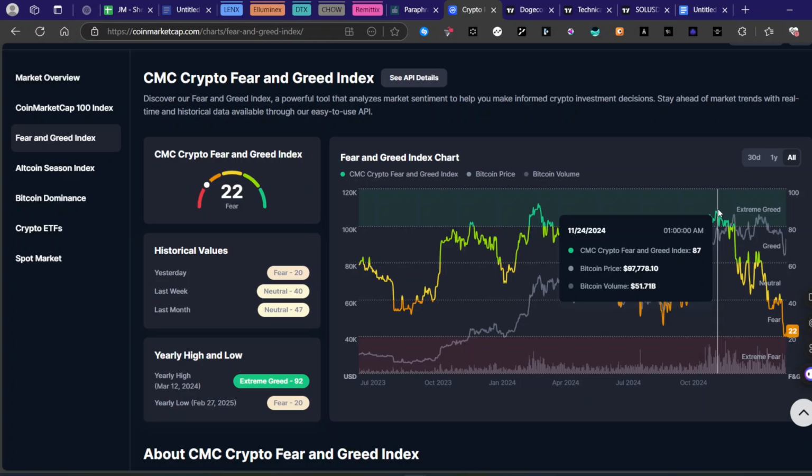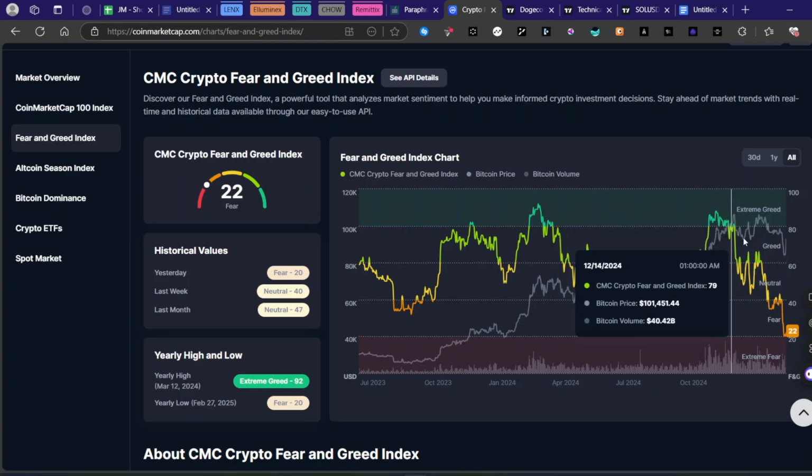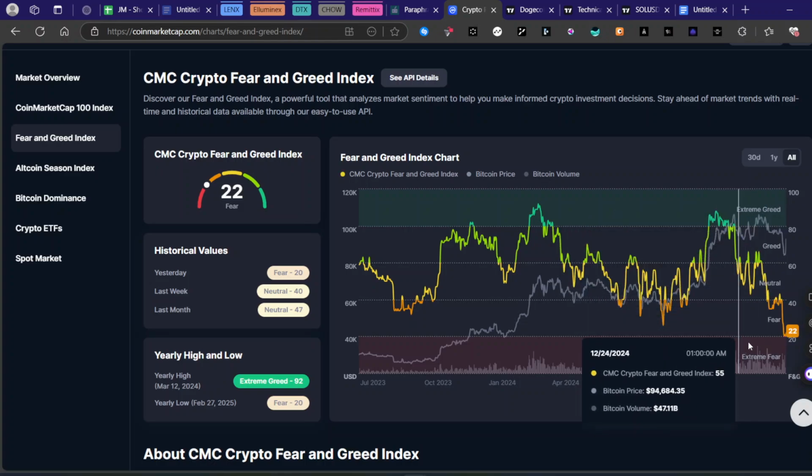The fear and greed index takes multiple factors into account to determine market sentiment, including volatility, where a sudden rise in market volatility can signal fear. Then we have market momentum and volume: strong buying pressure can indicate greed, while heavy selling pressure can suggest fear.